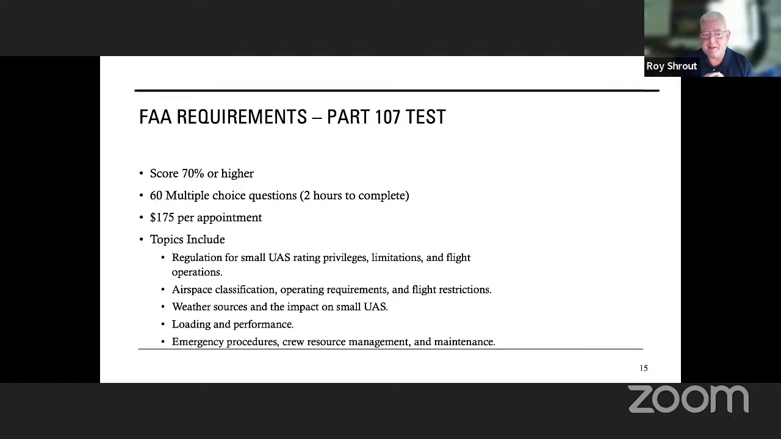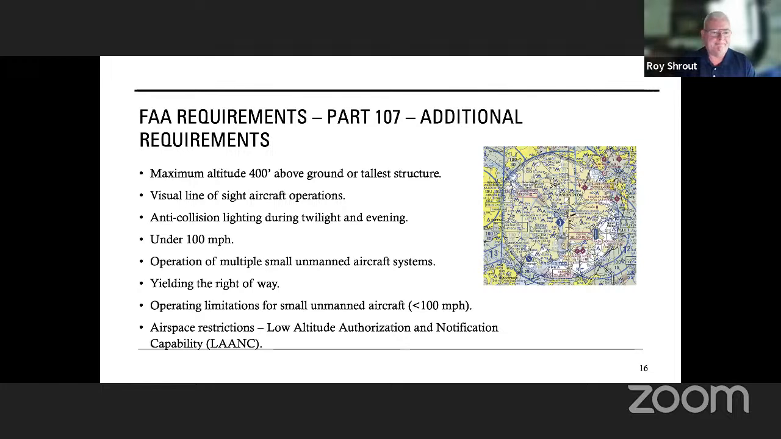It's $175 per appointment. What that means is you take the test. If you fail it and you have to come back and retake it, which you would have to do, it's another $175. So it's not a cheap endeavor, but again, the majority of people pass this thing, and it's a good thing. Topics include regulations, airspace classification, operating requirements, flight restrictions, weather, and loading. Again, a lot of the information you're learning is the same exact information that a general aviation person is learning to fly a Cessna 172 or whatever. And again, for the commercial operators as well. So you have a humongous knowledge base when it's all said and done.